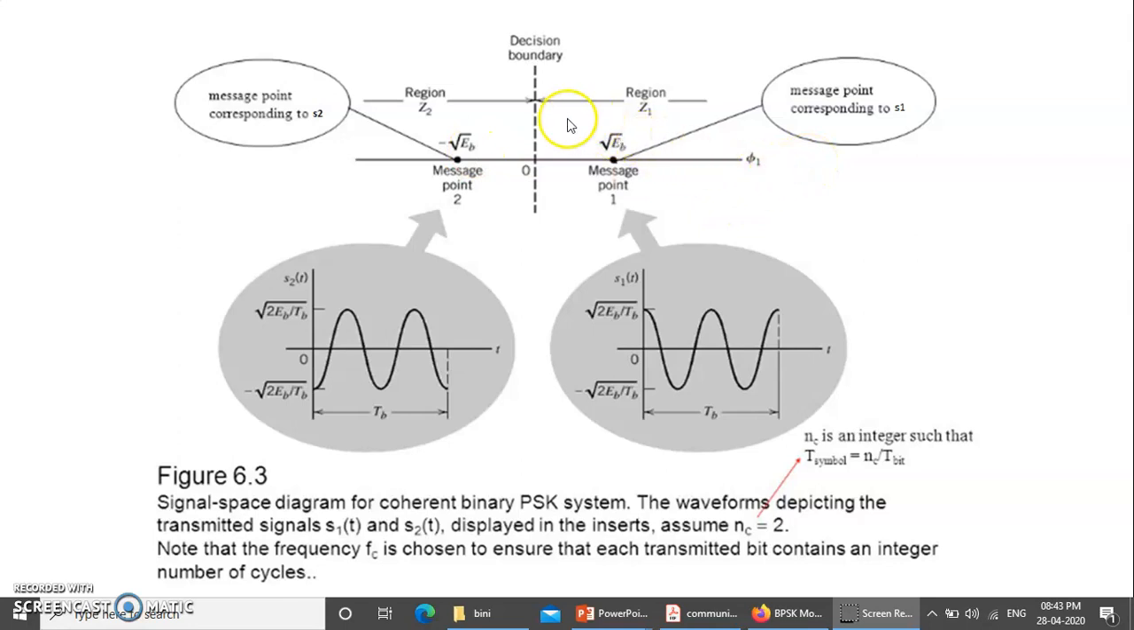Then we are setting a threshold at 0. From 0 to infinity it is marked as region 1, and from minus infinity to 0 it is marked as region 2. So at the receiver, based on this region, we can determine whether the received signal is 1 or 0. If the received signal is between 0 and infinity, it is taken as 1, and if the received signal is between minus infinity and 0, it is taken as 0.